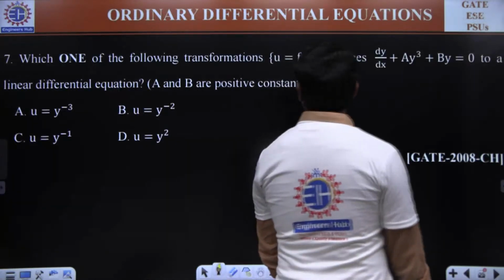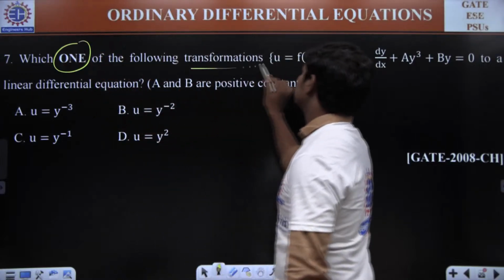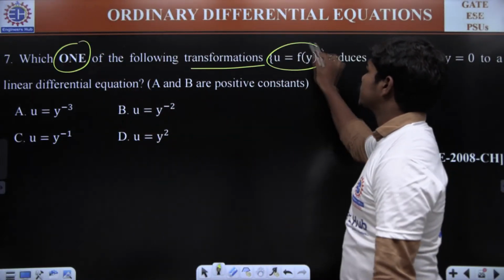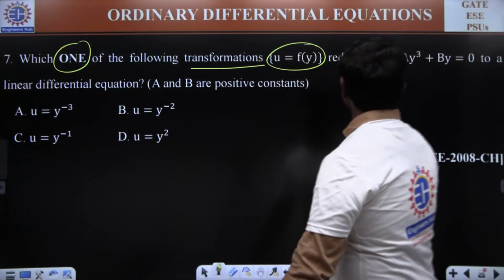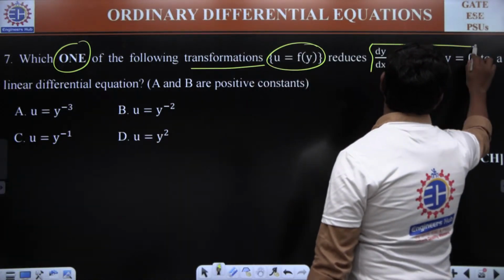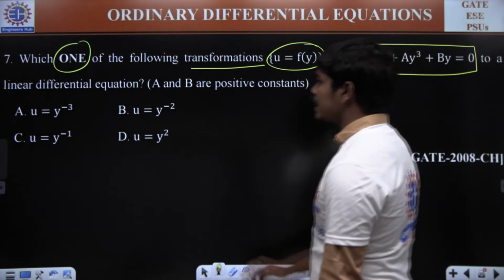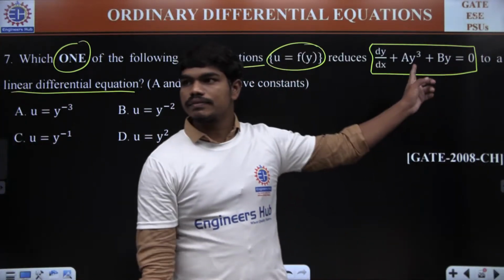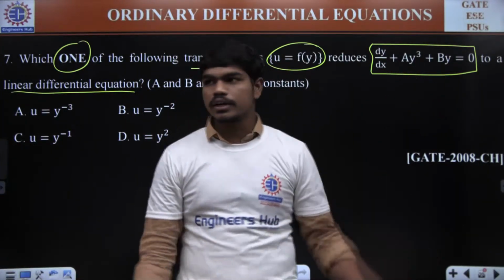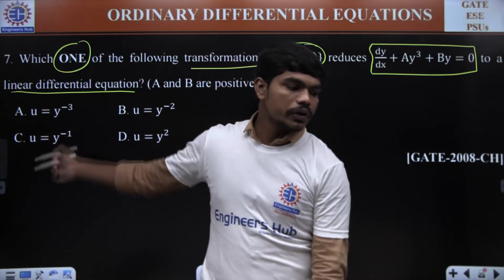So this is the next question. So please try to solve this. Which one of the following transformations, means basically the substitutions, u is equal to some function of y, by taking u is equal to one of these functions, this equation, which is of course a non-linear first order differential equation, this is y cube, converts to a linear differential equation. So by making some substitution, this non-linear differential equation gets converted to a linear differential equation. They are asking you what's that particular substitution you need to make.